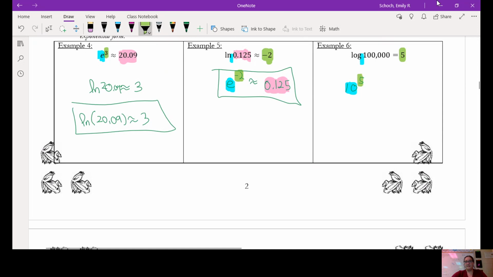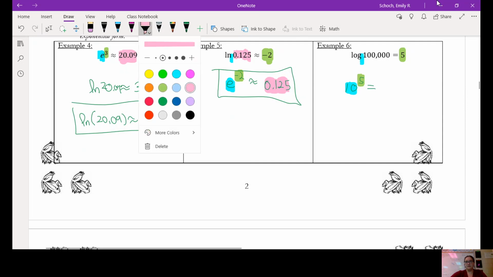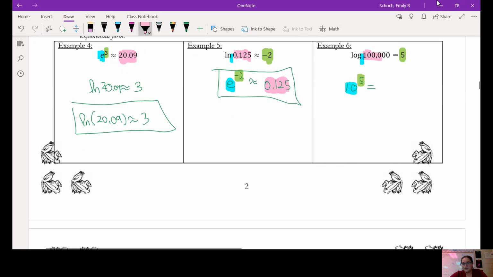And then equals whatever number you have left over, which in this case is 100,000. So that's going to be our last number over here, the 100,000. And that is our final answer.